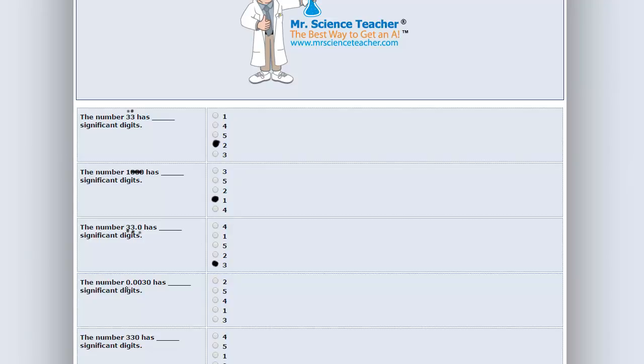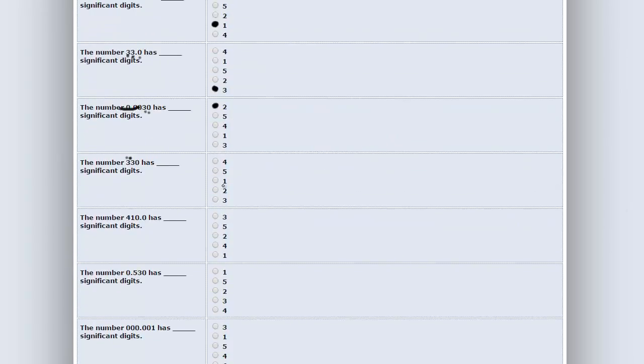The number 0.0030, well, zeros before a number are not significant, and so it has 2 digits that are significant. The number 330, notice there's no decimal point, so this 0 is not significant, just these first 2 digits are. So there are only 2 significant digits here. Now if it said 330 decimal point, well then yeah, we'd have 3 significant digits, but here it just has 330, so there are 2.